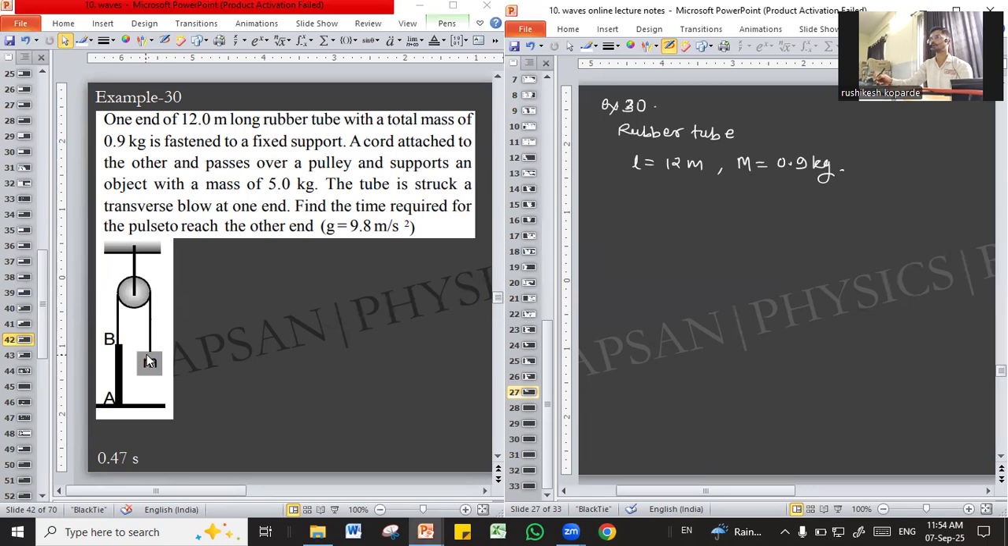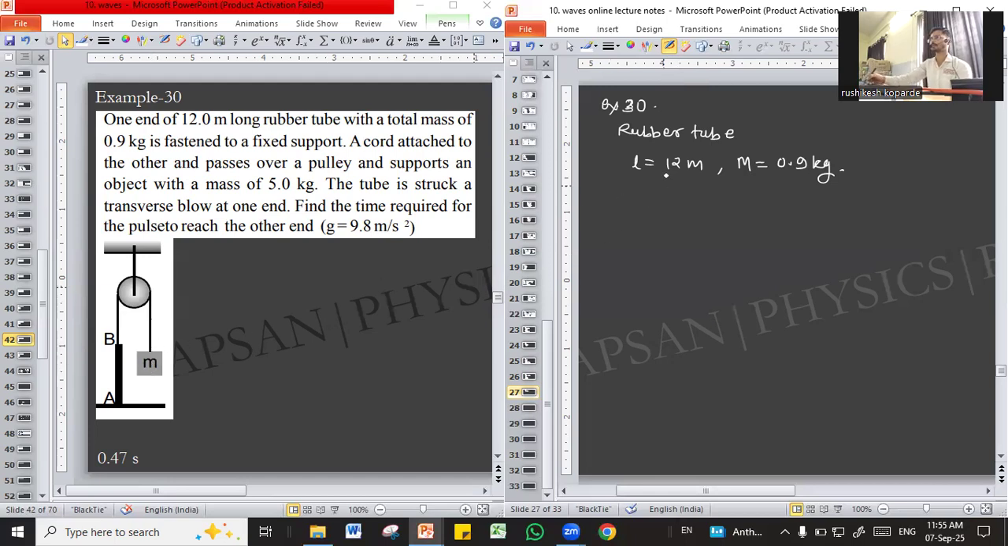The tube is struck a transverse blow at one end. So here we produce the transverse wave at one end of the string, or maybe here, doesn't matter. Find the time required for the pulse to reach the other end. So let's do the simple analysis and check whether we get the correct answer or not.